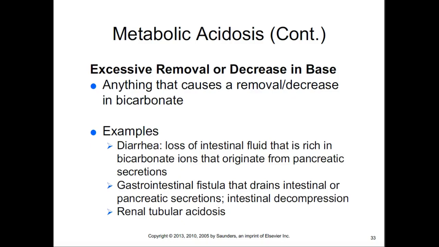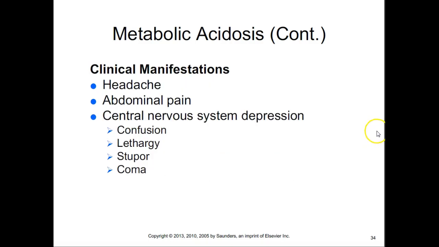Excess removal or decrease in base, right? So anything that causes a removal or decrease in bicarbonate, like diarrhea. Diarrhea is going to lose intestinal fluid, which is very rich in bicarbonates, originating all the way back in the pancreas, and so you're going to have a metabolic acidosis. Also a gastrointestinal fistula that drains intestinal or pancreatic secretions. Remember, a fistula is an abnormal connection that's rerouting things. Or intestinal decompression, or renal tubular acidosis as well.